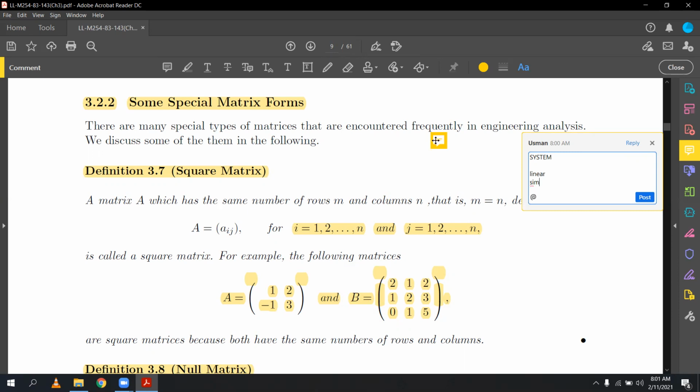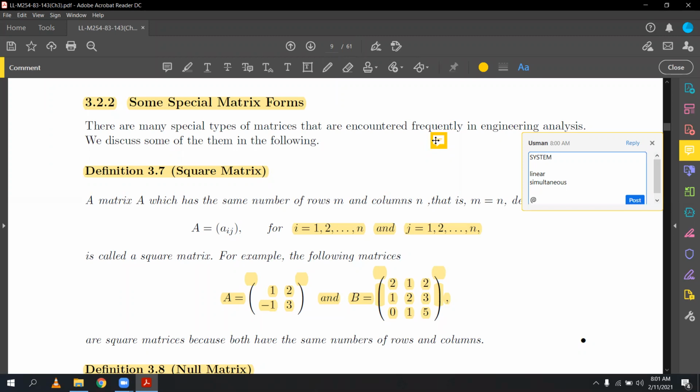Then second, simultaneous. Linear means every equation in the system must be linear. And simultaneous means the number of equations must be equal to the number of unknown variables.